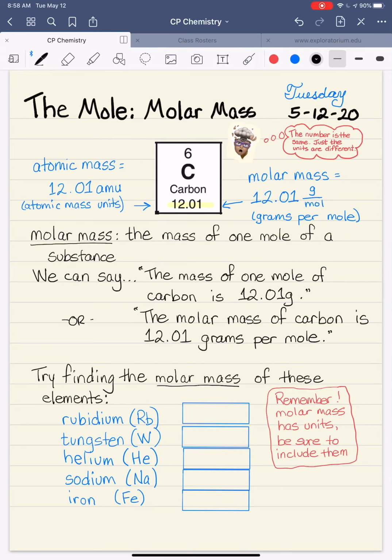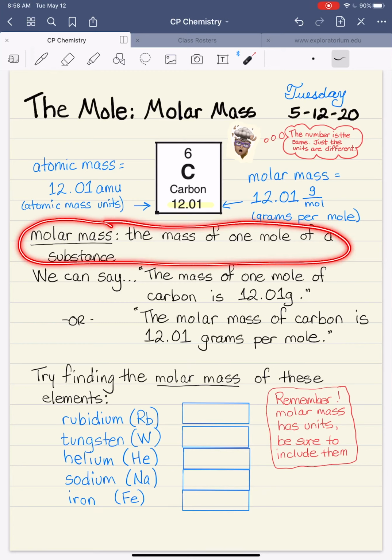Good morning, everybody, and let's talk about the mole a little bit more. Today we're going to talk about molar mass. Molar mass is actually just the mass of 1 mole of a substance.